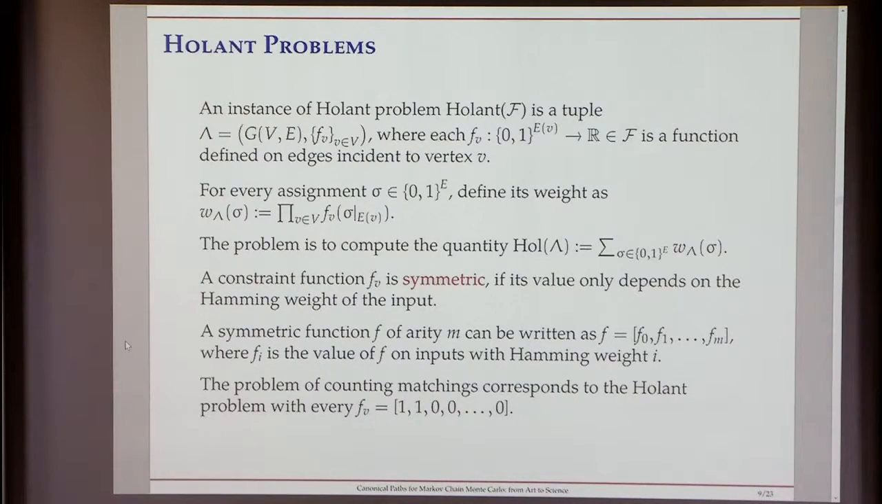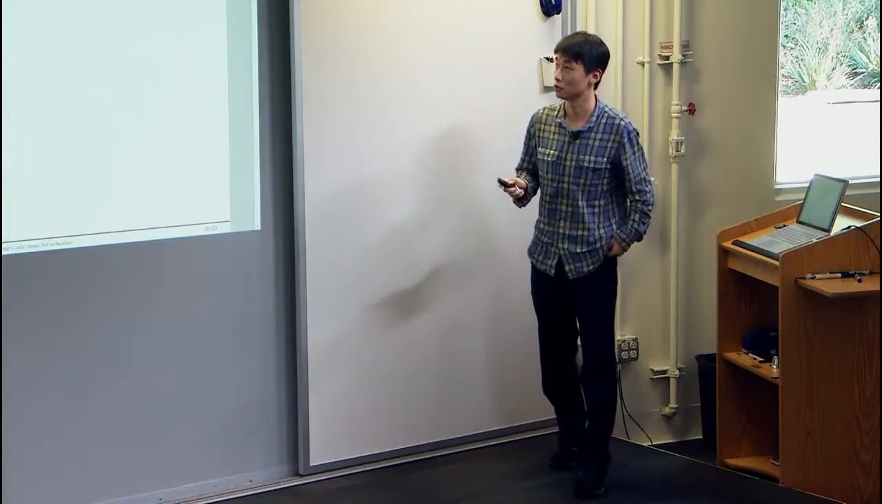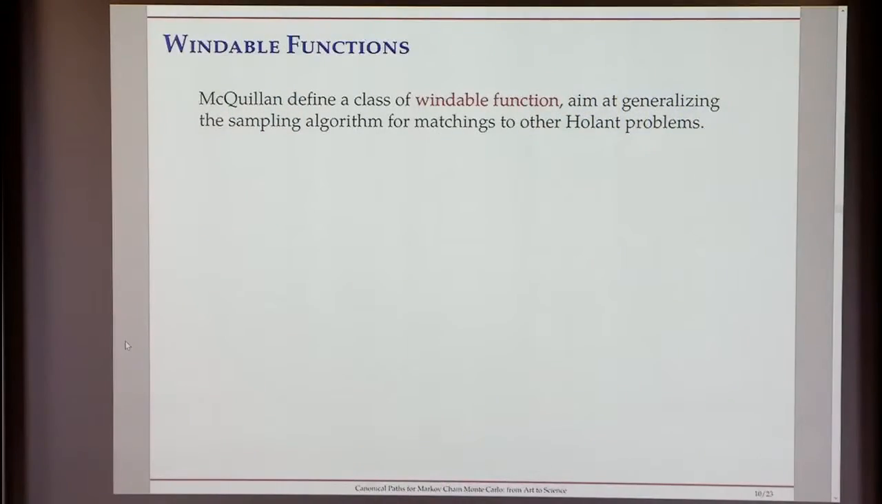For example, the problem of counting matchings can be understood as the HOLANT problem with every f of this form. So we only allow at most one of its incident edges to be chosen by the configuration. So I'm going to introduce the notion of windable functions. This is defined by McQuillan and aimed at generalizing the sampling algorithm for counting matchings.